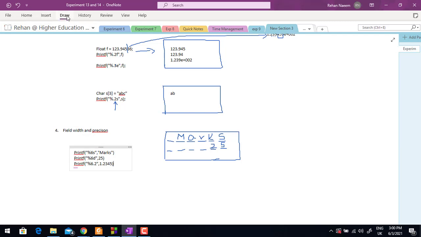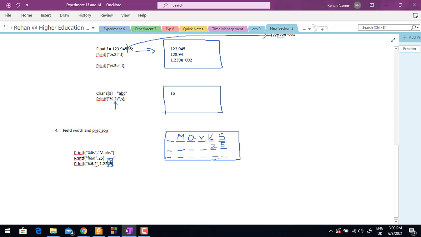So now what will happen? This 6 indicates that 6 spaces will be allocated, or it instructs the computer to allocate 6 spaces. Clear? And this 2, the precision number, indicates that only 2 digits are to be considered after the decimal point. So only 1.23 will be displayed at the output starting from the right hand side.